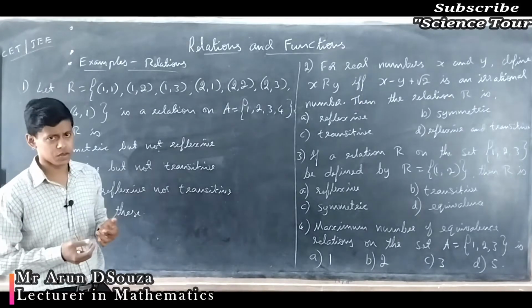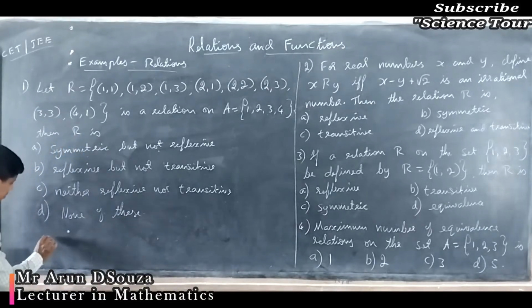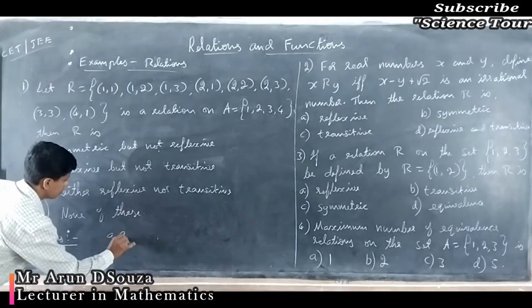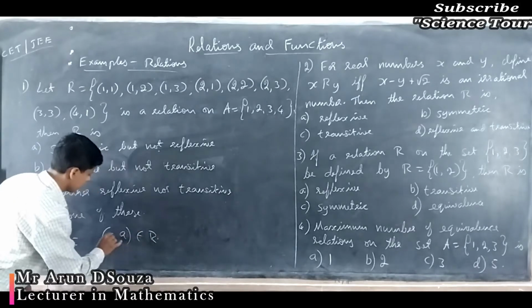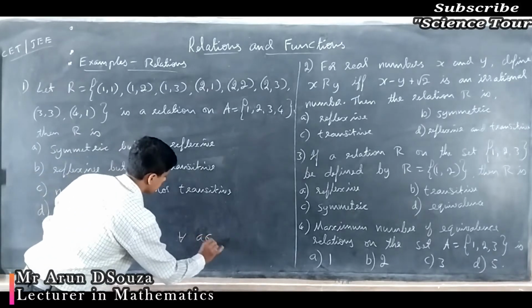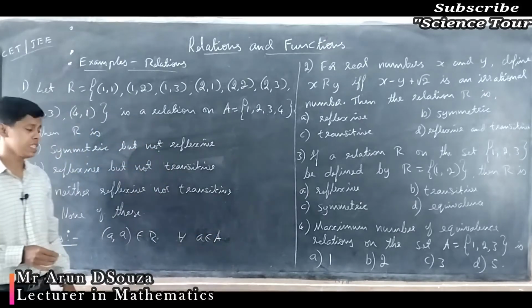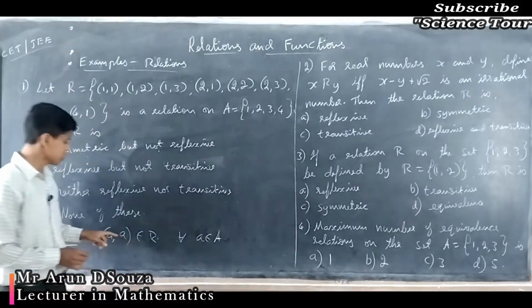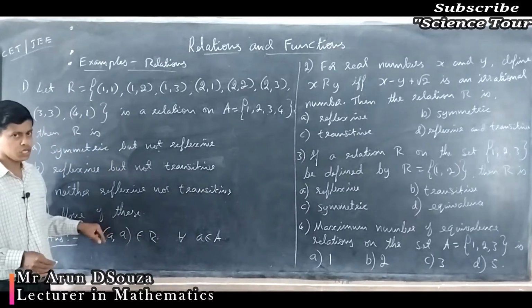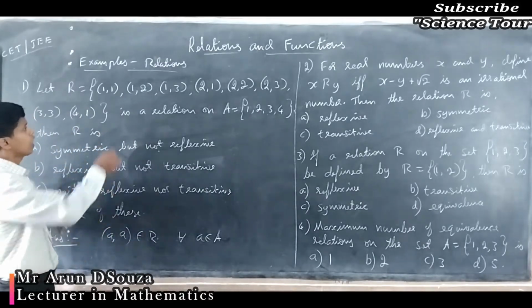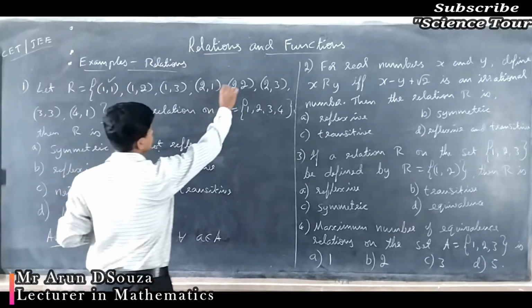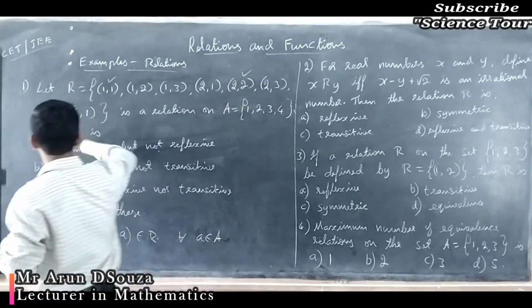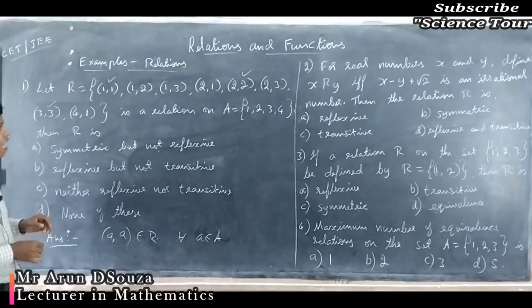What do you mean by reflexive? See, when do you say a relation is reflexive? If you have (a, a) in the relation for every element in the set A. Now in the set A you got 1, 2, 3, 4, therefore you must have (1,1), (2,2), (3,3) and (4,4). So do you have (1,1)? Yes. And (2,2)? Yes. So do you have (3,3)? Yes. But do you have (4,4)?